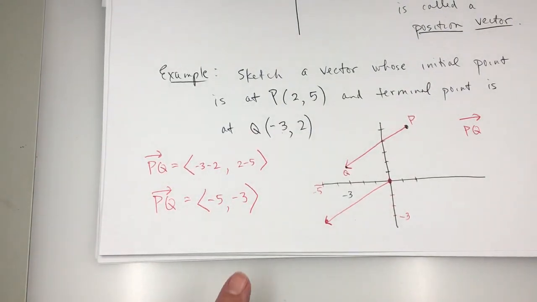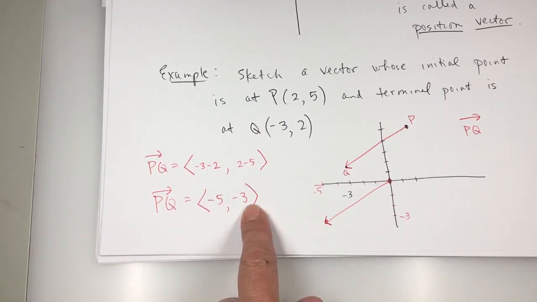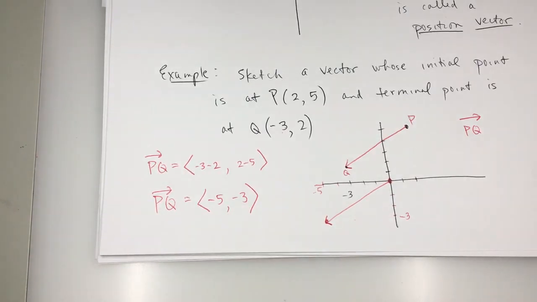And so what I can do when I see this is I know the initial point is at 0, 0, and the terminal point is at -5, -3, and I can sketch the vector in that manner.